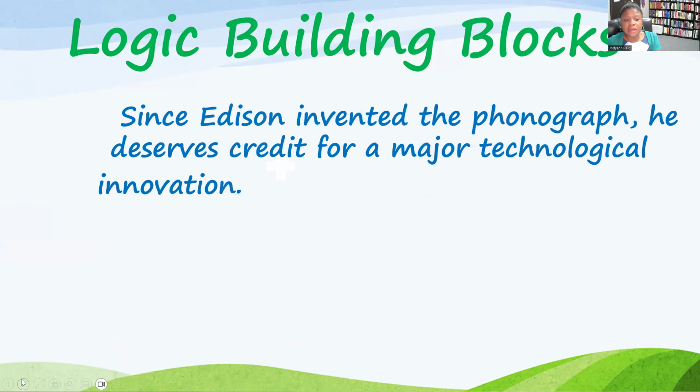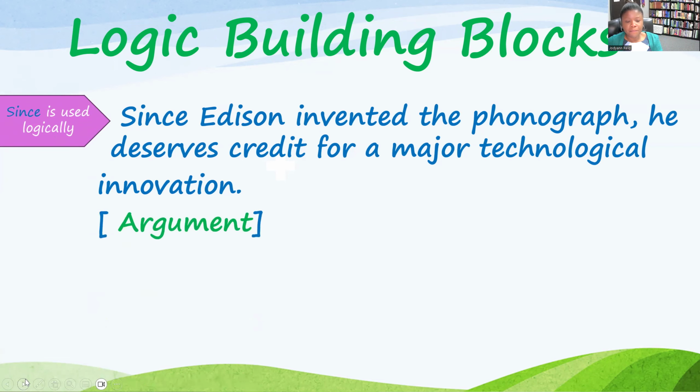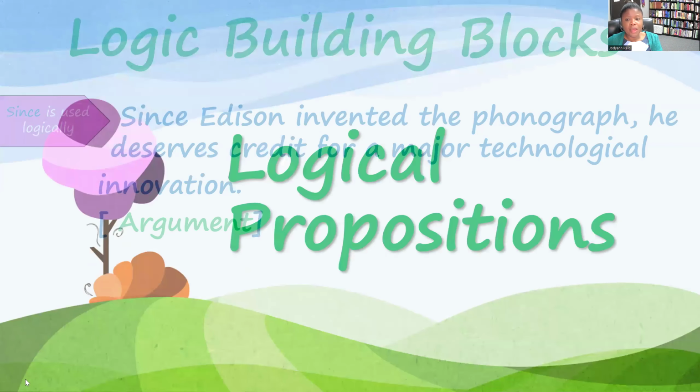Let's look at an example where it is an argument, in a similar construction. So, since Edison invented the phonograph, he deserves credit for major technological innovations. What's happening here? The conclusion is that he deserves credit for the technological innovations. And then since is functioning as a premise indicator. And so that is an argument.